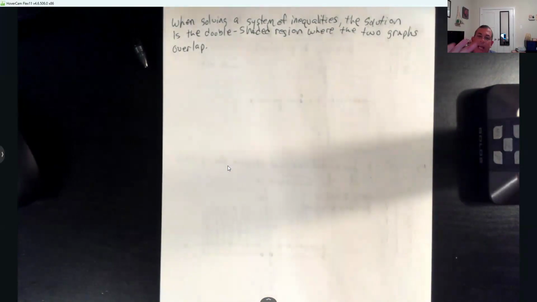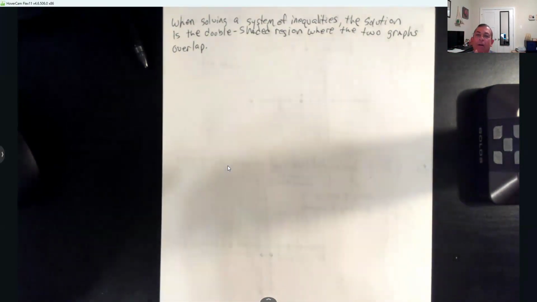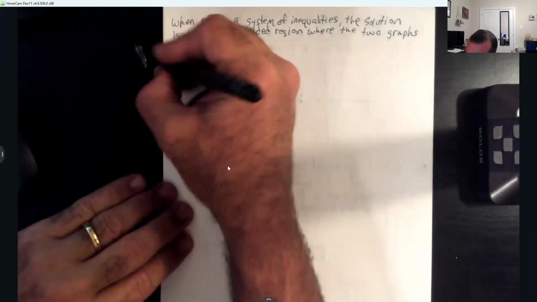Okay, so we'll shade one line. Then we'll come in and shade the other line. Where they both got the double shaded section will be our final answer, okay?